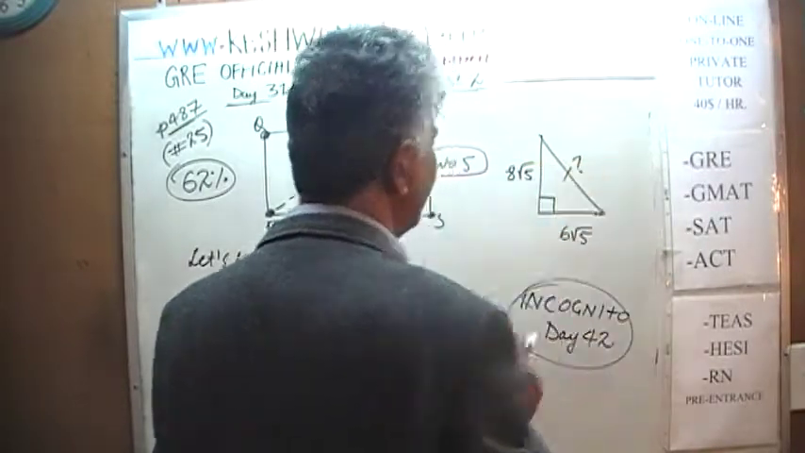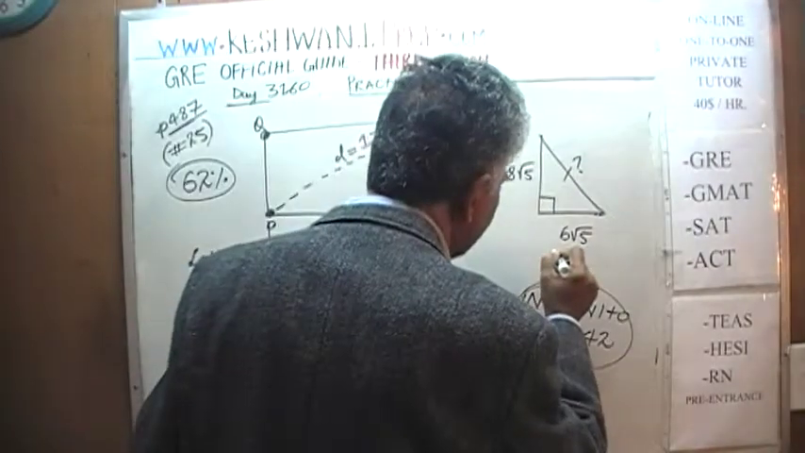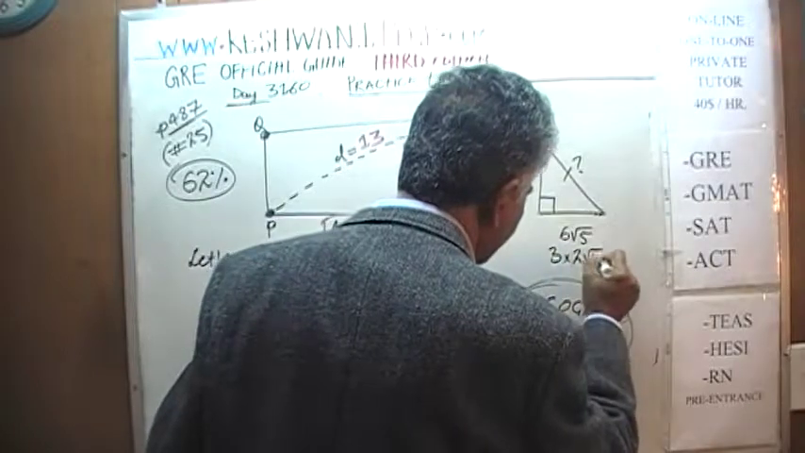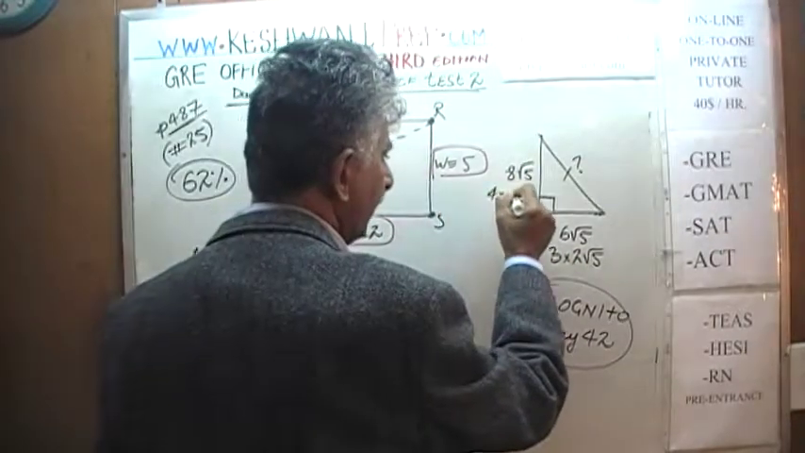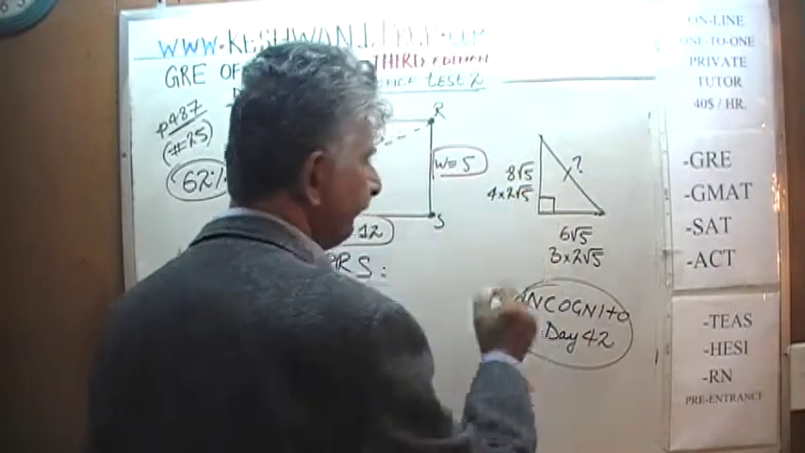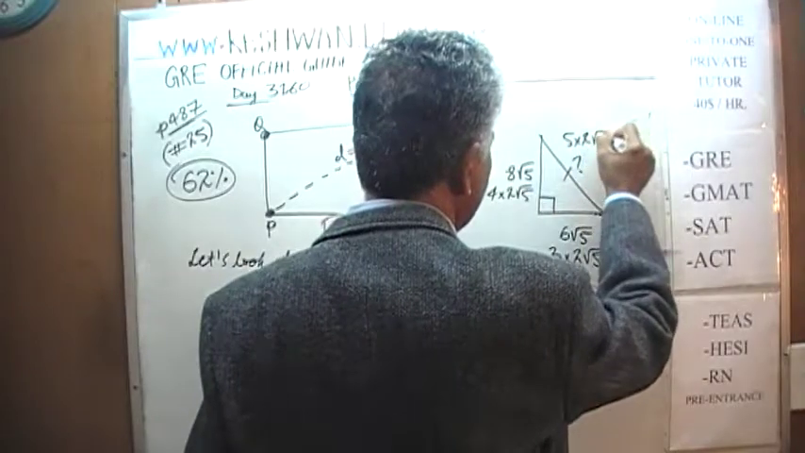What's the third side? What's the hypotenuse? Again, it's very straightforward. It is simply 3 times 2 times root 5. Are you able to see it? And that is simply 4 times 2 times root 5. And therefore the missing side must be 5 times 2 times root 5.